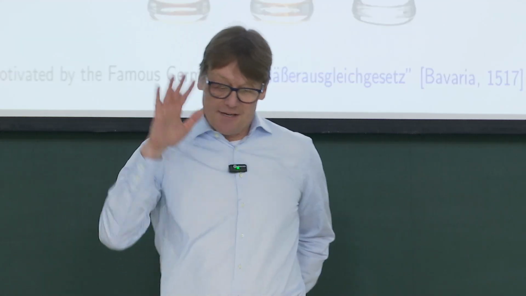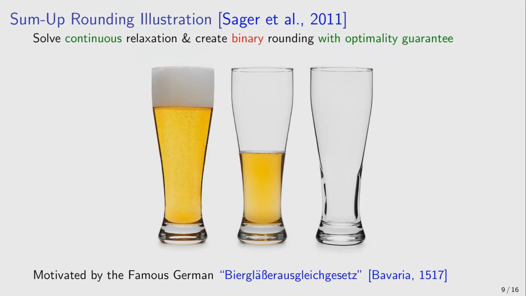Okay, and there's a famous German law, the Bierglasenausgleichsgesetz from Bavaria in 1517. This is applied in pubs in Germany at closing time to make sure that when people leave half-empty beer glasses behind, they're rearranged in such a way that they're either full or empty at the very end. So I can illustrate this law to you now, and this is actually the illustration that shows you how we're going to solve these optimal control problems.